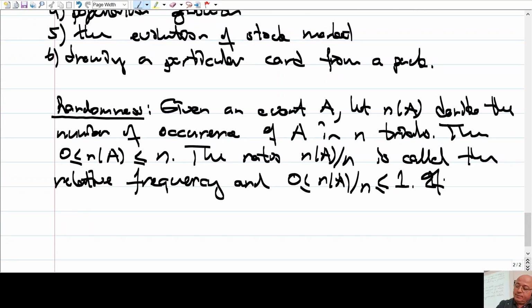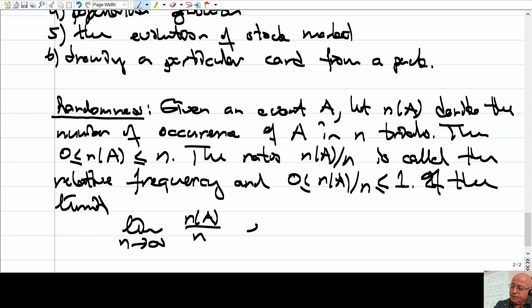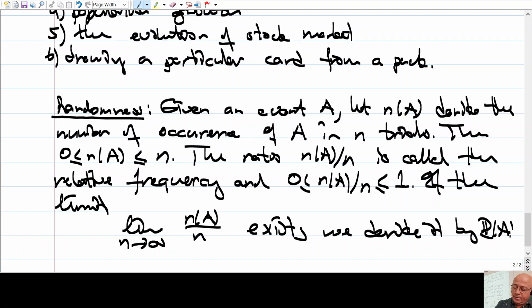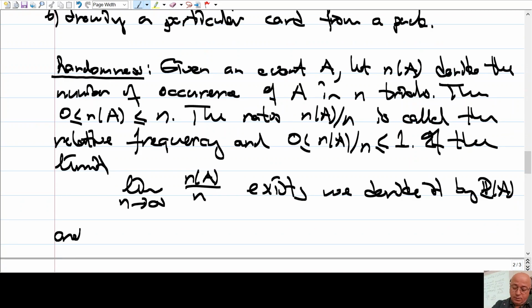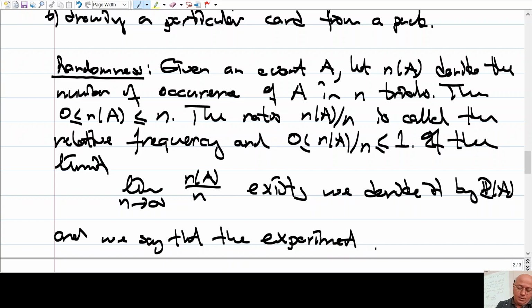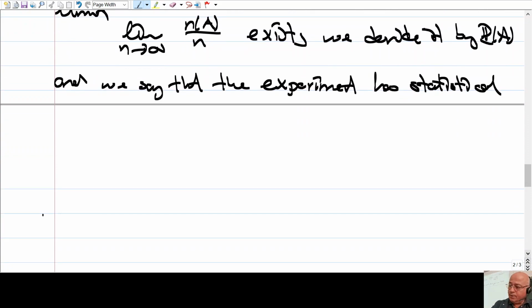So if the limit as N goes to infinity of N_A over N exists, we denote it by P(A). Okay, P(A). And we say that the experiment has statistical stability.